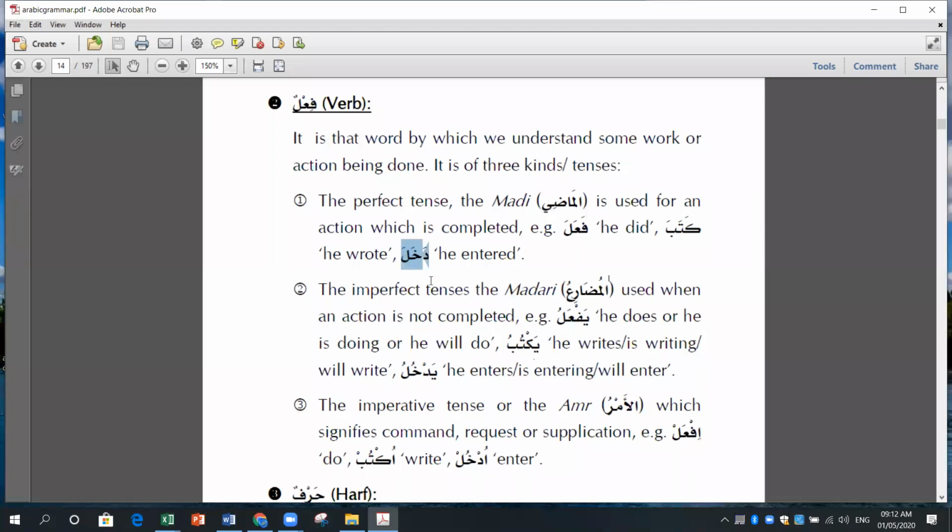What is the root word? Dal, kha, lam. Now this is the same, but it is yadkhulu. This ya is extra, right? So this is not a part of the root word. So this is extra. It is added to make it mudare.